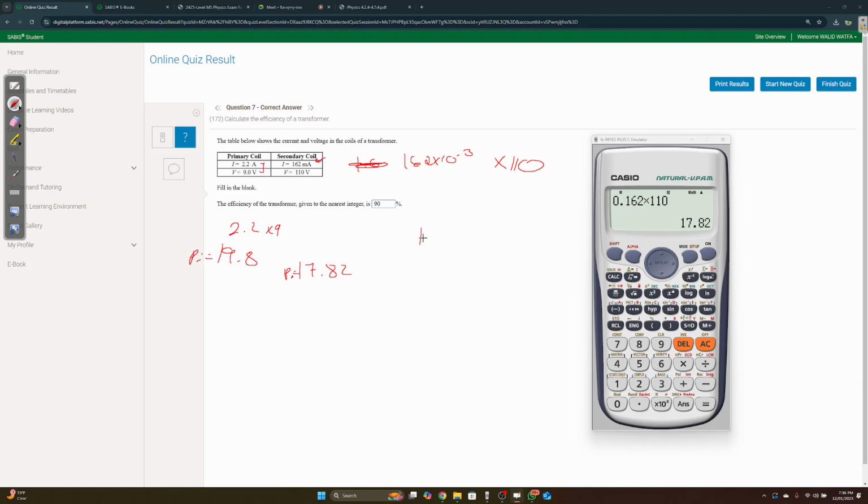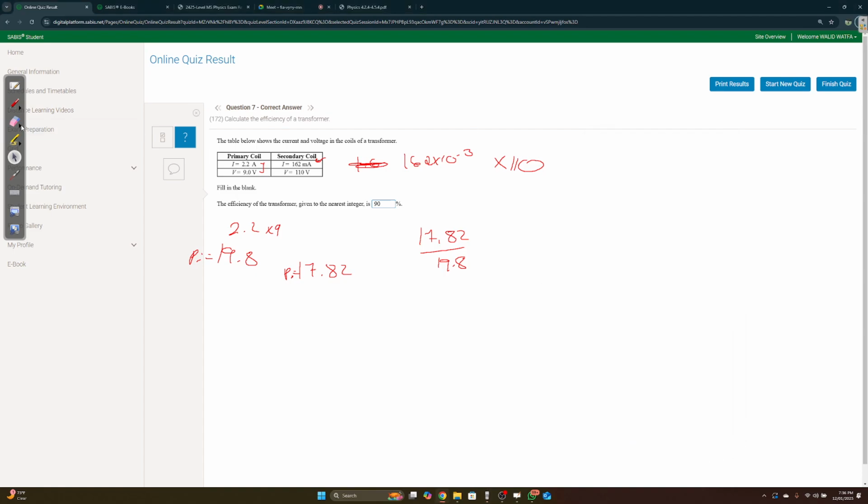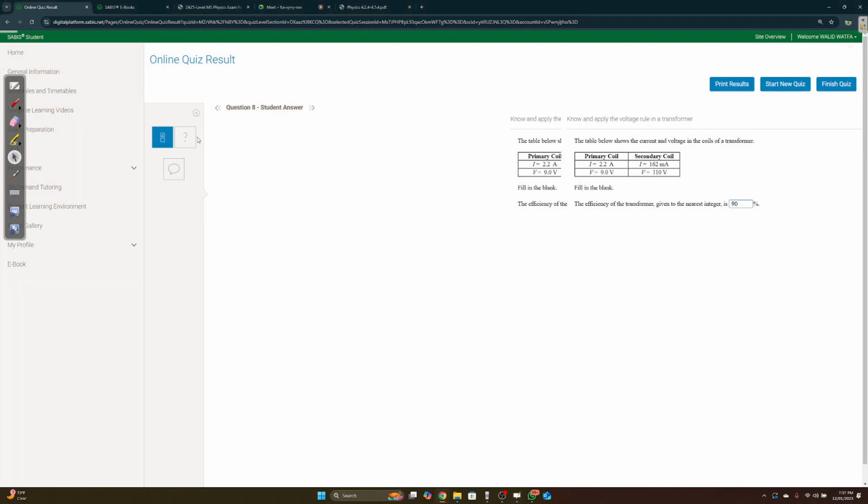Use your formula, P out over P in, so 17.82 divided by 19.8 times 100%, you get 90. When you're doing times 100% in the calculator, don't actually put the percentage symbol. So 90%.